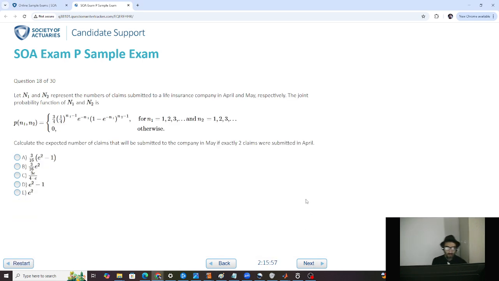Okay, there we go. Let N1 and N2 represent the numbers of claims submitted to a life insurance company in April and May, respectively. The joint probability function of N1 and N2 is this thing. Calculate the expected number of claims that will be submitted in May if exactly 2 were submitted in April. So we're assuming N1 equals 2, and you want the conditional expectation of what is submitted in May.